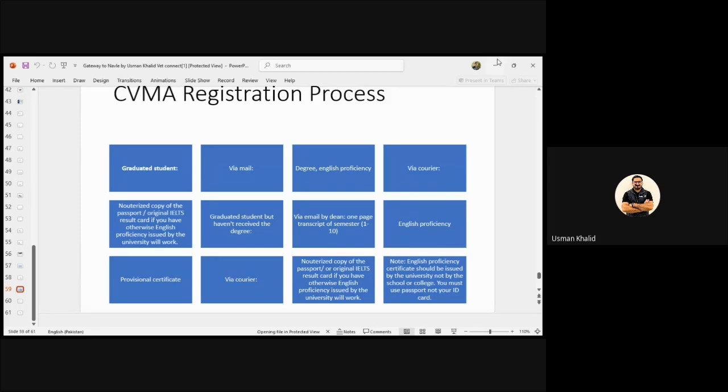So rather than spending that money, you can focus on your NAVLE and get that under your belt, and then you can come here, and that will be really important. You can come here, you can work.